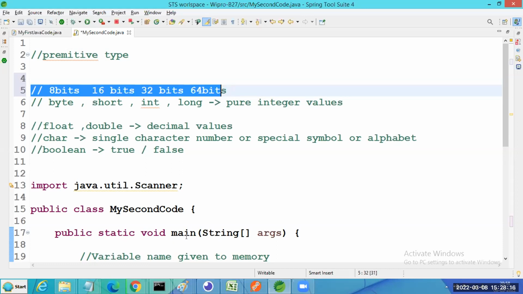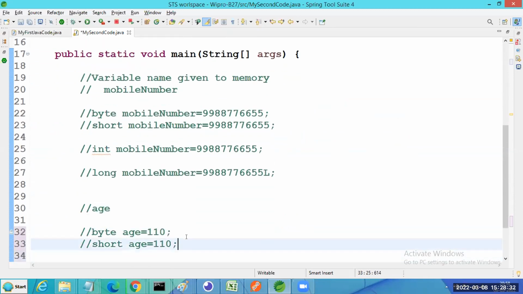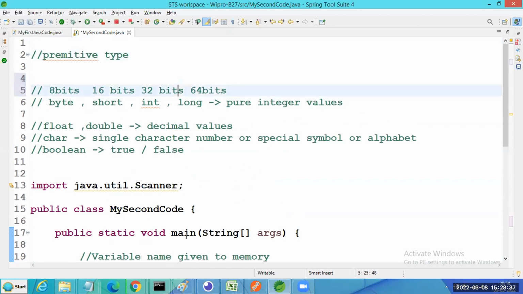Now, suppose to store age, if I take long, how much memory am I utilizing? 64 bits. But maximum age can be how much? Let's say 100. 100 can be stored in 8 bits. Can 100 be stored in 8 bits? Yes, sir. When 100 can be stored in 8 bits, why take 64 bits? Is it not a waste of memory?